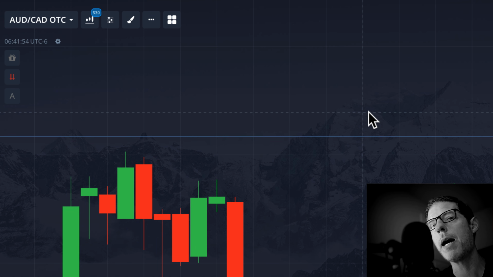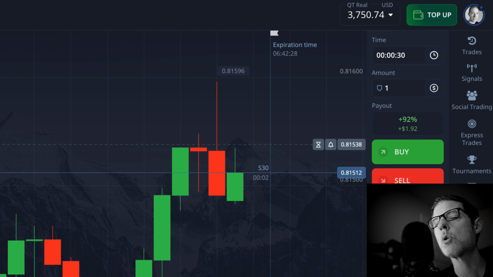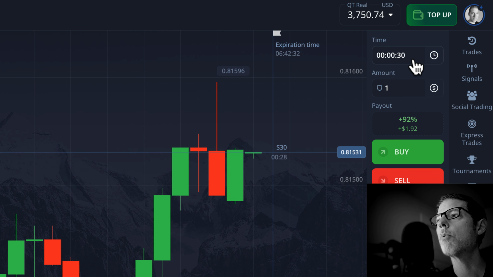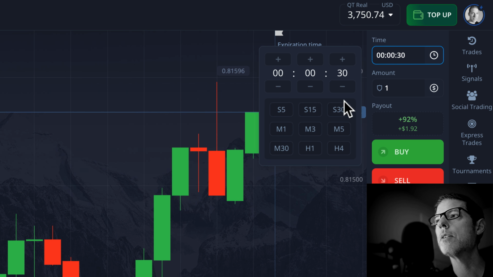Now for the expiry, how long the trades will last. This is going to be the duration. Over here on the top right, inside of the time box, click on this box right here and select S30 right here. There you go.